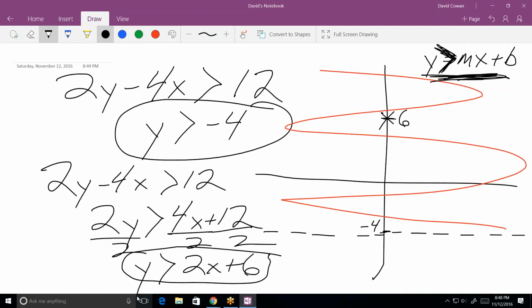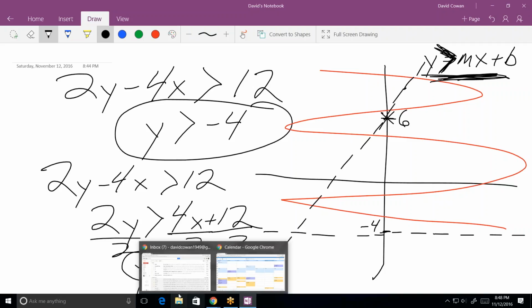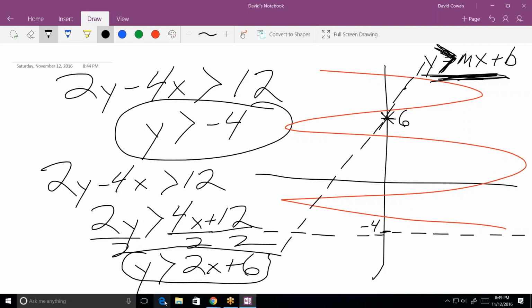How do I graph a slope of 2? Where's my next point? Up 1 to the right? Actually, it's rise over run, so I got to go up 2 and to the right 1. In other words, it's a steeper slope than a 45-degree angle. Okay? So there's my line, y is greater than 2x plus 6.